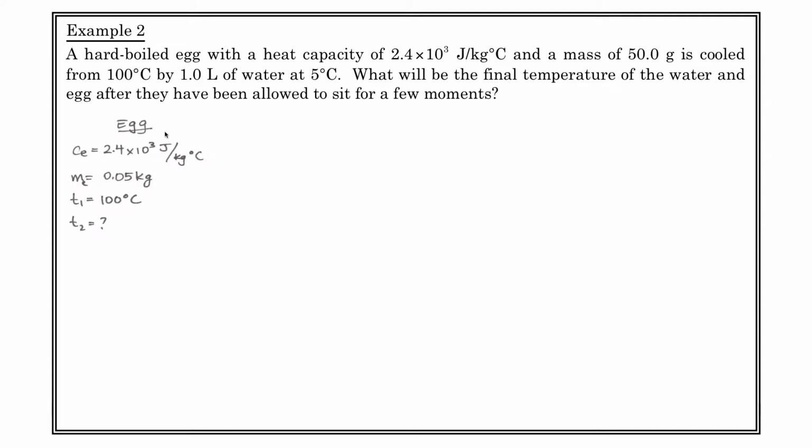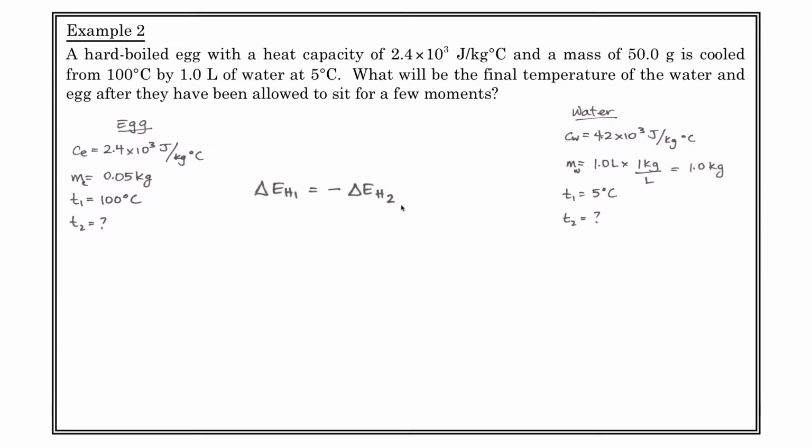Well, here we have the egg. We know its specific heat capacity. We know its mass. We know its initial temperature. We don't know its final temperature. That's what we're trying to find. We've got the water. Specific heat capacity for water, again, I would have looked this up in the textbook. We've got its mass. We needed to know that 1 liter of water is converted through density. Water is 1 kilogram per liter. So 1 liter of water translates perfectly to 1 kilogram of water. And we know the water's initial temperature is 5 degrees Celsius. T2 is what we're looking to find.